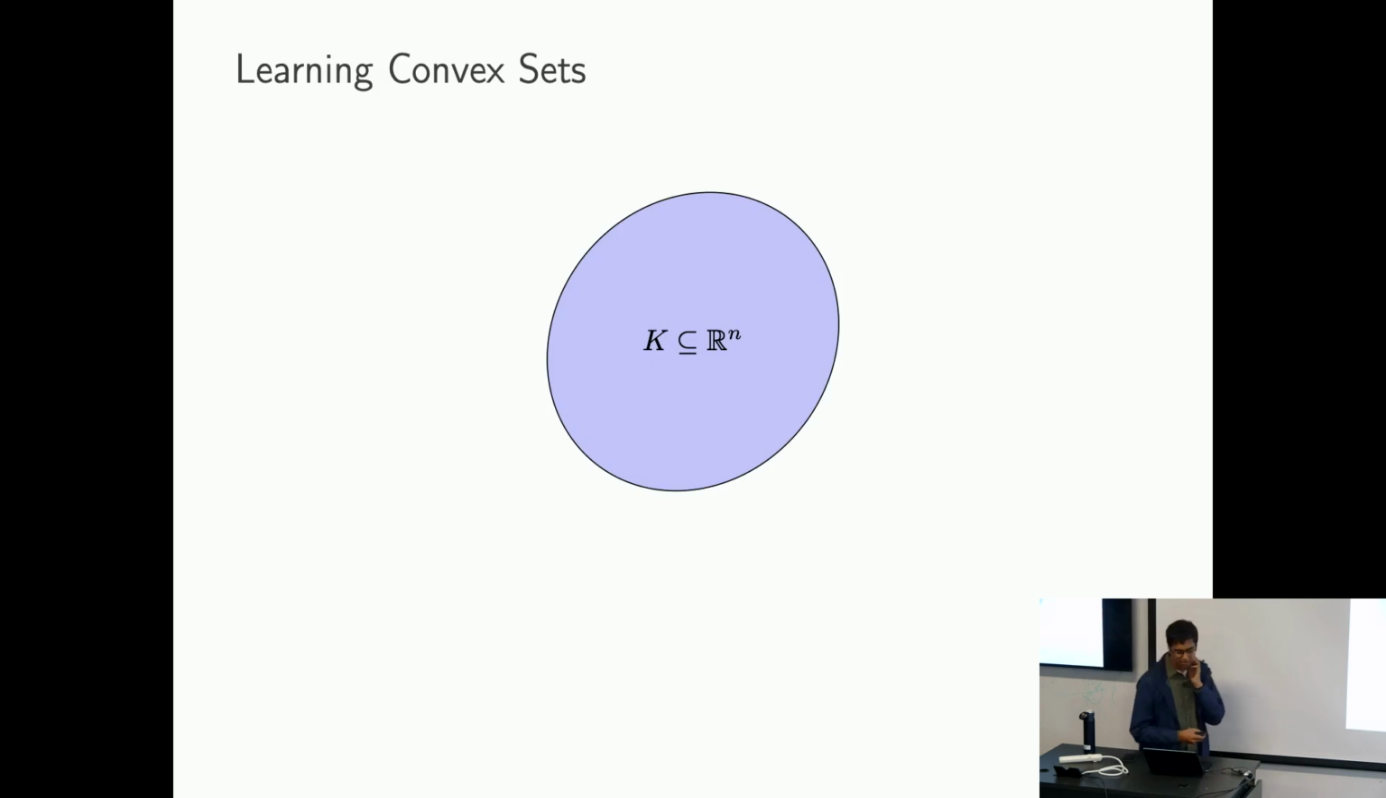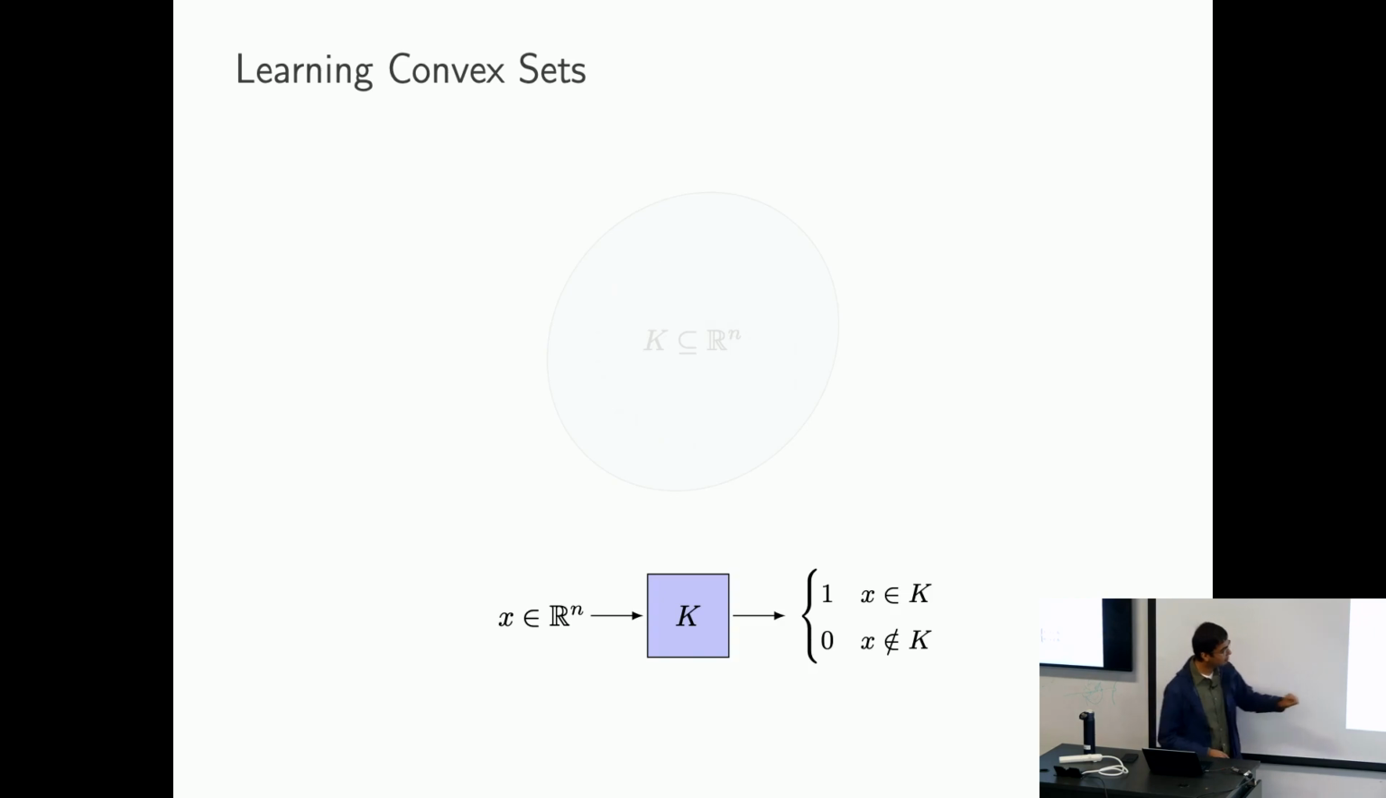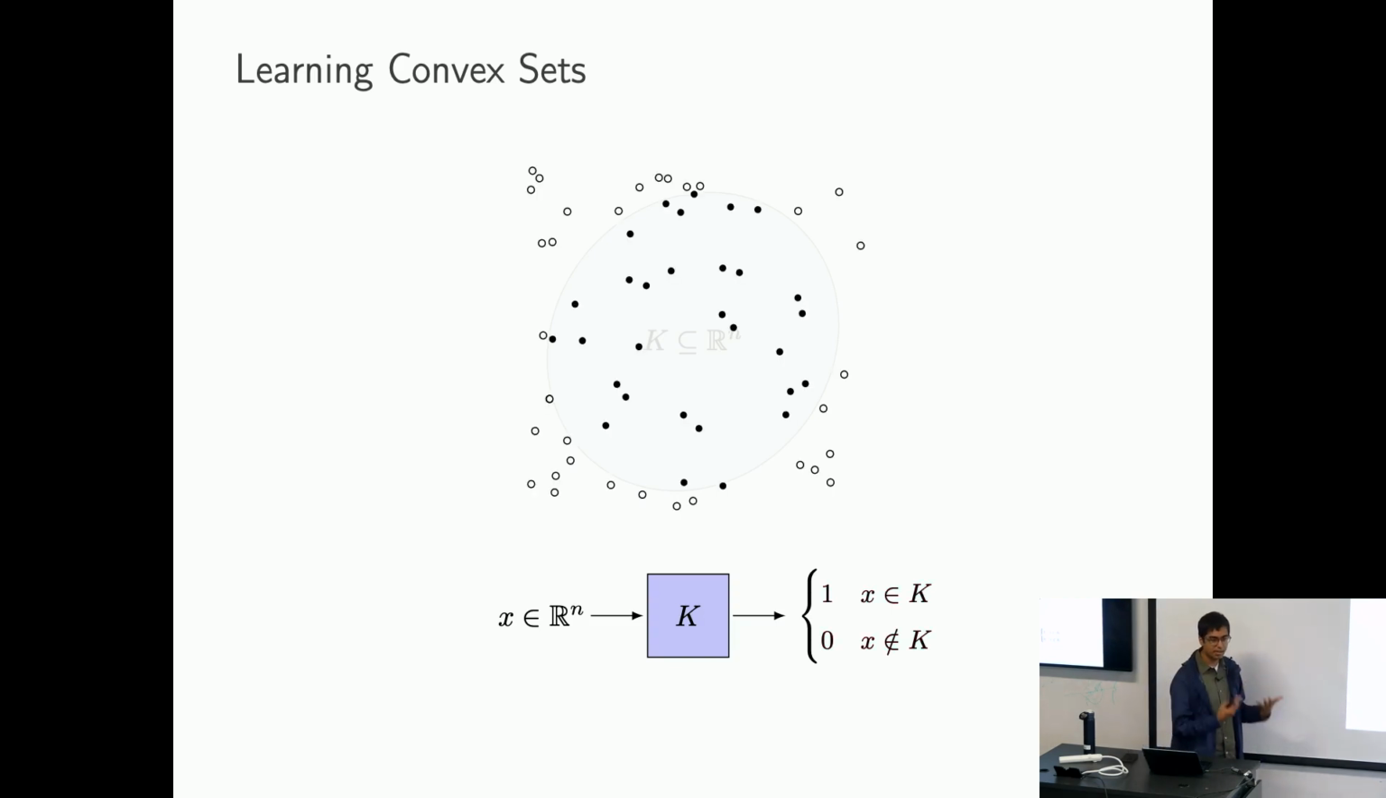This problem of learning convex sets is the following. You have an unknown convex set K, so you don't see the set, but instead you see a blue box which you can query membership in K on. You can feed it a point x, and it tells you if it's in the set or not. So let's say you fed it that point, and it tells you it's in the set. That point's not in the set. And you can draw a bunch of samples, and you want to output an approximation to the set K.